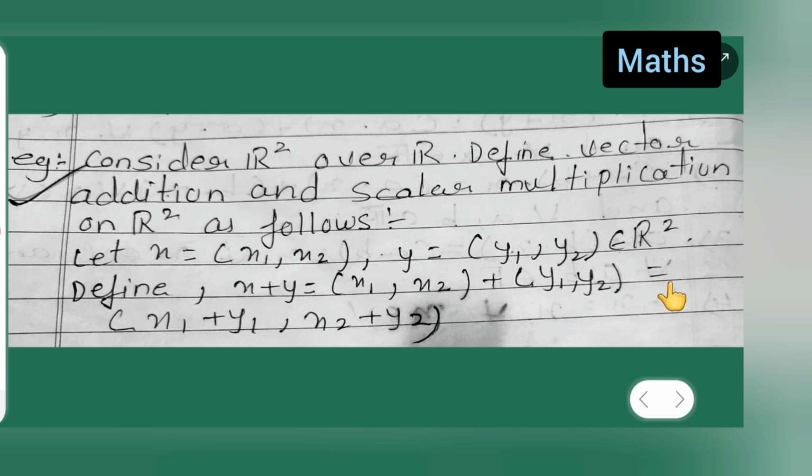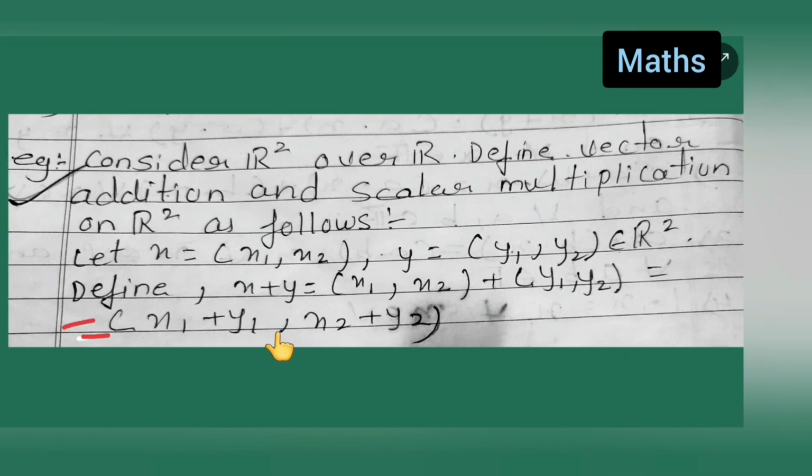Now this is equal to x1 plus y1, x2 plus y2. Okay, and you all can take down this example. Next, moving further, what you all are getting is like this: x1 plus y1, x2 plus y2. You all can take down this example.